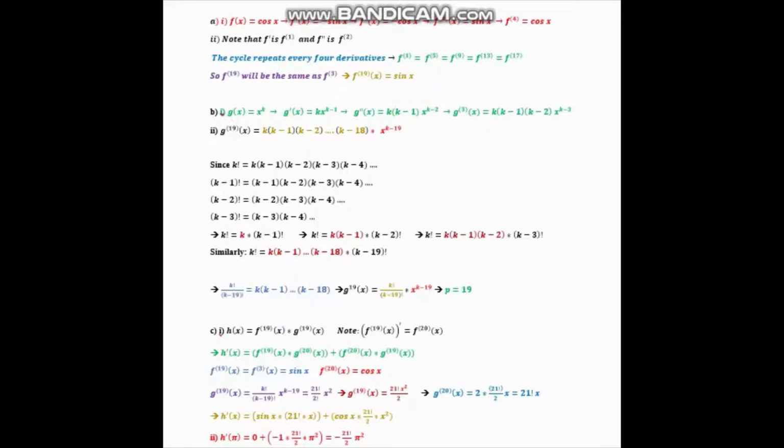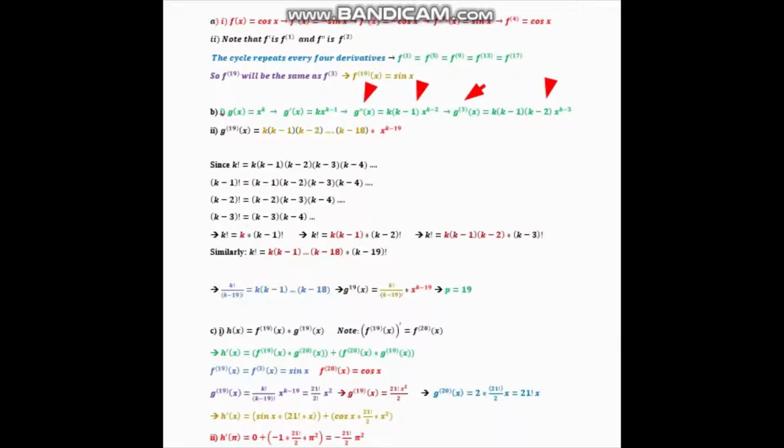As for the second part, we notice that the first derivative had a constant of k. The second derivative had a constant of k times k minus 1. The third derivative had a constant of k times k minus 1 times k minus 2. So the 19th derivative is expected to have a constant of k times k minus 1 times k minus 2 all the way up to k minus 18, because 18 is just 19 minus 1, similar to the fact that here 2 is 3 minus 1 and 1 is 2 minus 1.